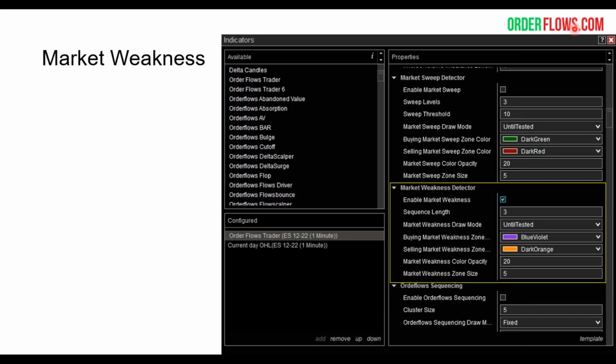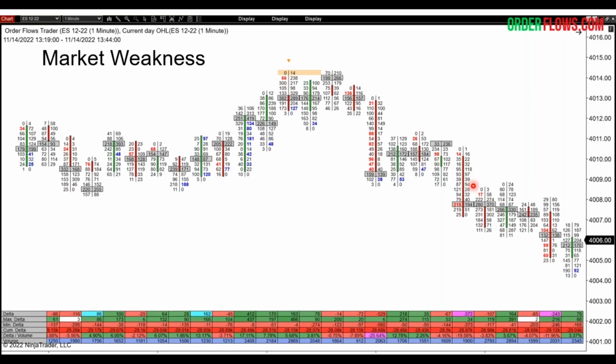So if you have the Order Flows Trader software on there, there's the market weakness detector. You just click it and it will draw the line on the chart for you. It's telling you up here, there's weakness taking place. You can draw these zones out until tested, like here. It came literally right back to the high of that bar where it detected the weakness first.